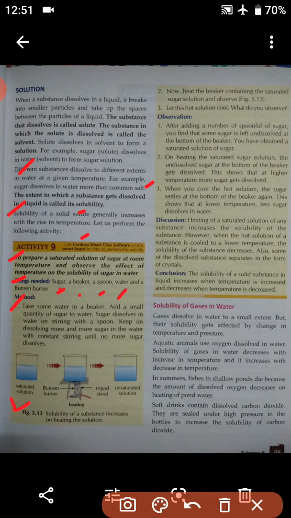So you have to add some sugar to the water. Then the sugar dissolves in water on stirring with a spoon. So after putting some sugar in the water, you have to stir it with a spoon. Then we see that the sugar dissolves in water. Keep on dissolving more and more sugar in water with constant stirring until no more sugar dissolves. So you have to keep on adding the sugar and stir it properly until no more sugar dissolves.